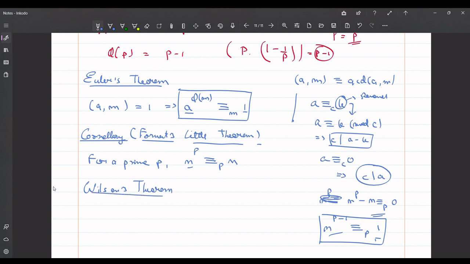While discussing Wilson's theorem, we will also discuss a more generalized version of it. But you can write Wilson's theorem like this: m minus 1 factorial is congruent to minus 1 mod m if and only if m is a prime number. And one more representation you get from here is that p divides p minus 1 factorial plus 1. Okay, this is one representation where you have declared that p is a prime number.